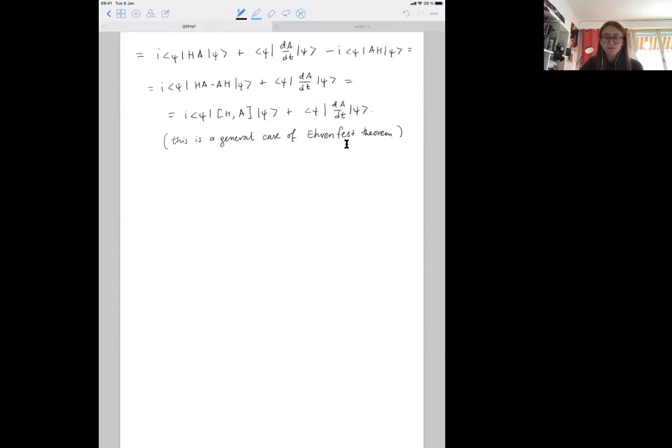Oh, sorry, there was a question. Is the commutator of H and A just a notation for HA minus AH? Yes, exactly. This is just a notation for HA minus AH.